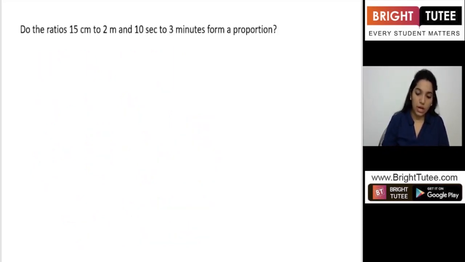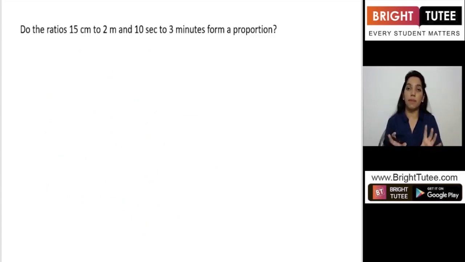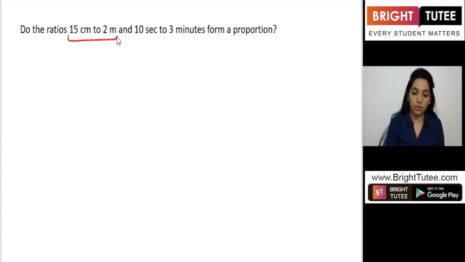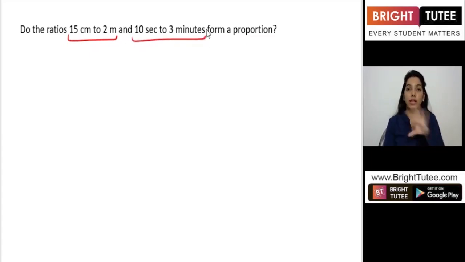It says, do the ratios 15 centimeter to 2 meters and 10 seconds to 3 minutes are in proportion. Now, do you see how different things we can compare when we are working with proportion? Clearly, this particular ratio, we are going to see with the length. And here what we are dealing with is time. So we are here just comparing the ratio of length and time. And we are seeing whether it's in proportion or not.